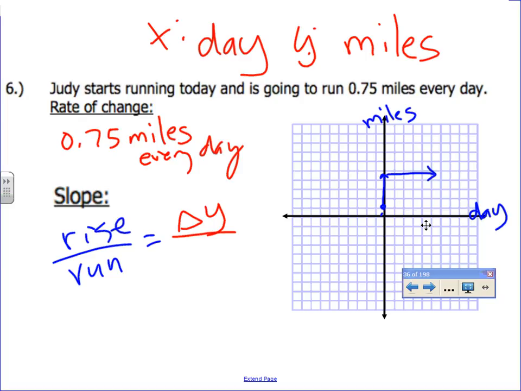Okay. This way, which is your run, is change in x. That is the change in x values. You're taking x2 minus x1. Okay. I'm going to stop explaining that there, just going that far. We're building on things. We're getting to the slope formula eventually.